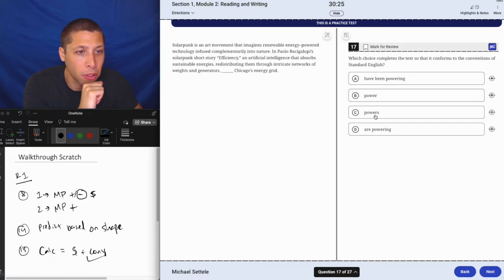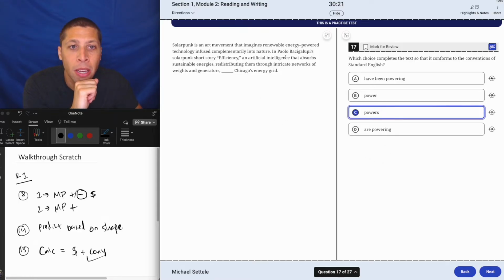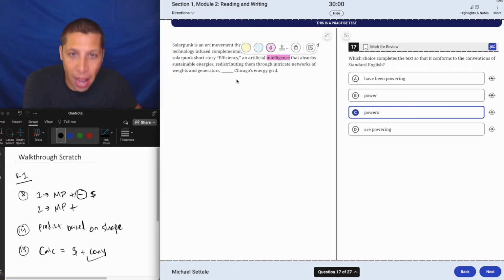So this is plural, singular, plural, plural. So it's definitely this. Let's take a look. This is why it's important to know the rule, because you can kind of do this stuff. So in Palo Whatever's solar punk short story Efficiency, an artificial intelligence that absorbs sustainable energies, redistributing them through intricate networks of weights and generators, powers Chicago's energy grid. So what is the subject? An artificial intelligence that absorbs sustainable energies, powers Chicago's energy grid. So very easy if we know the rule. Yeah.